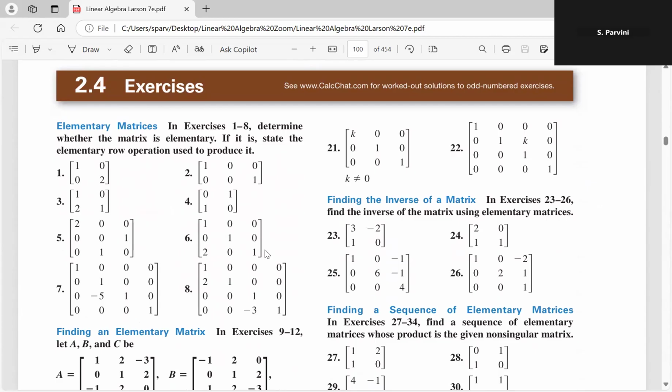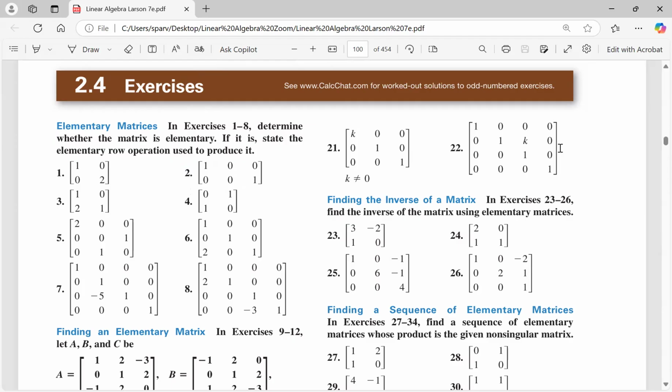The first part: determine whether the matrix is elementary. If it is, state the elementary row operation used to produce it. Okay, so numbers 1 through 8, for example, is number 2 an elementary matrix? What do you think? Remember, an elementary matrix is a matrix that is obtained when you conduct a single operation on the identity matrix, right?